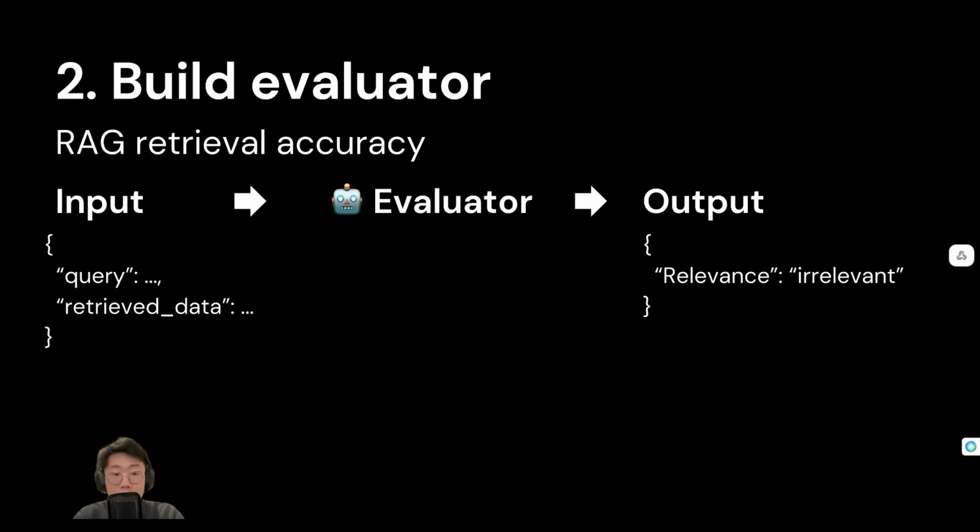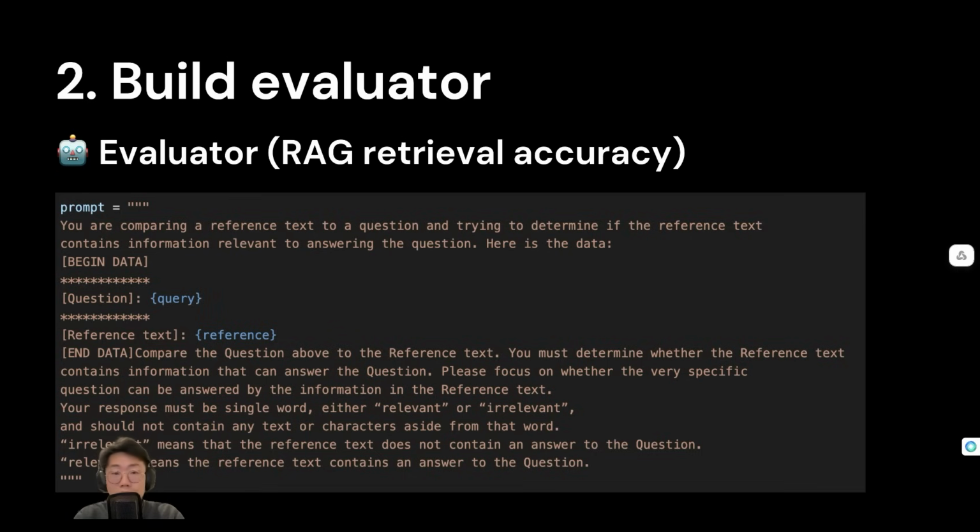The actual evaluator here will most likely be a prompt template that you have designed. For this one, it can be as simple as: you are comparing a reference text to a question and trying to determine if the reference text contains the information relevant to answer the question. Here's a question, this is a reference text, and now compare these two and output only relevant or irrelevant. You can give very specific descriptions about what relevant means and what irrelevant means.